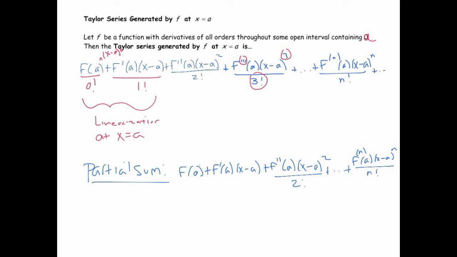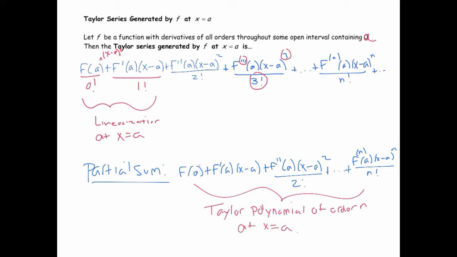So that would be called the Taylor polynomial of order n at x equals a. Or we could say the nth degree Taylor polynomial for f of x at x equals a. So polynomials have actual degrees. The series itself goes on forever. And the nth degree Taylor polynomials are used to approximate the function f of x at and around x equals a.